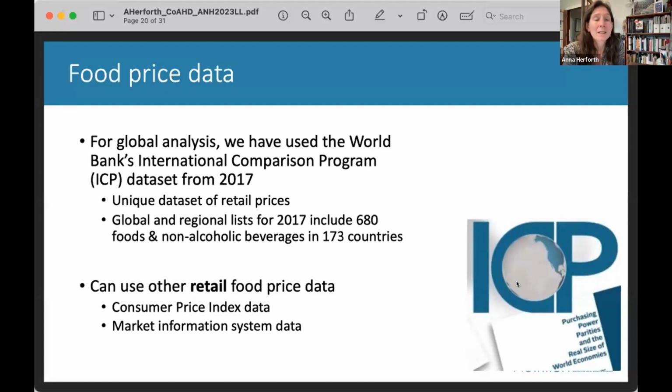And that consumer price index data or other market information system data that's collected within countries at district or regional level is a lot of data that is frequently updated and is, again, the most up-to-date, granular and policy coherent way of looking at the food prices along with the dietary standard to calculate the indicators.